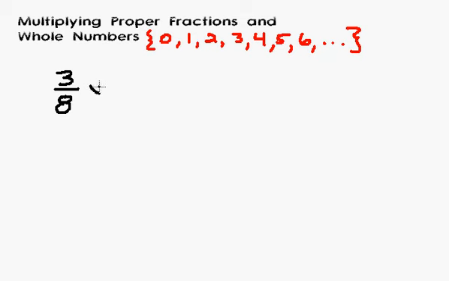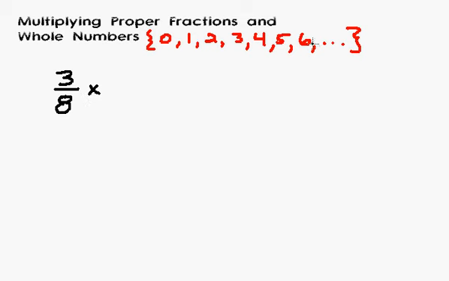And a whole number, remember, is kind of what it sounds like. It's got to be a whole of something. So whole numbers are these numbers right here: 0, 1, 2, 3, 4, 5, 6, 7, 8, 9, forever. So 872, that's a whole number. 10, that's a whole number. So it's basically a number without a fraction or a decimal part. So we're going to be multiplying proper fractions like 3/8 and whole numbers.